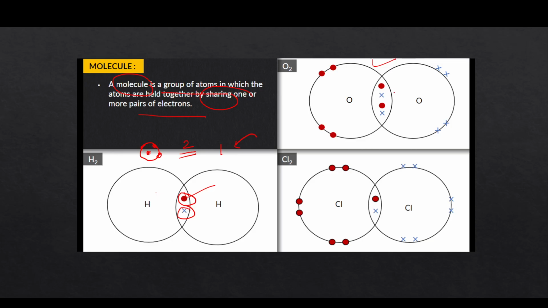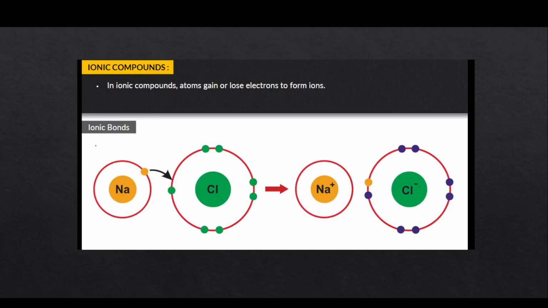Oxygen, double covalent bonding. Chlorine, again bonding. So these groups of atoms in which atoms are held by sharing electrons, this is called a molecule. Okay. Next is ionic compounds. So ionic compounds are formed by gaining or losing electrons to form ions.